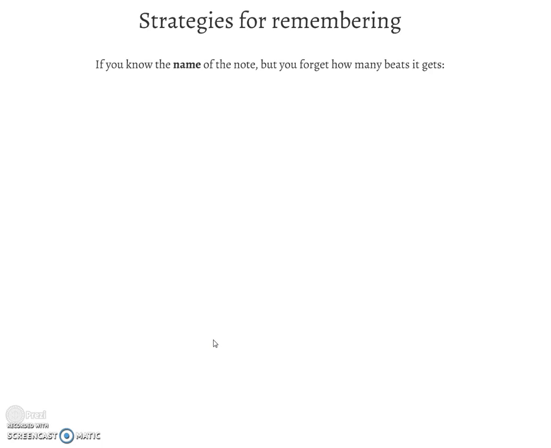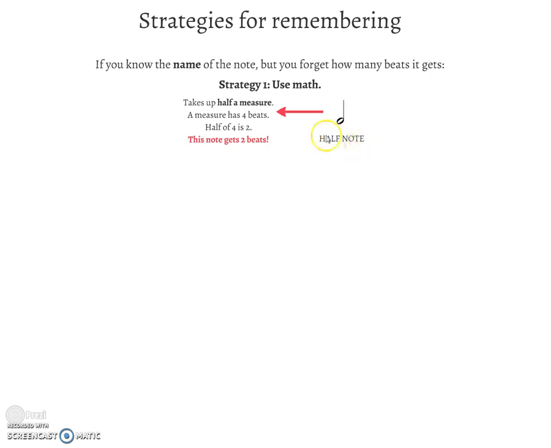Okay. A lot of times, people remember either the name of the note or rest or the number of beats, but sometimes they don't remember the other. So if you know the name of the note, but you forgot how many beats it gets, here's what you're going to try to do. Strategy 1, you're going to use math. Let's say this is the note and you know the name is a half note, but you forgot how many beats. You know a half note is called that because it takes up half a measure. You know that a measure has 4 beats. Half of 4 is 2. This note gets 2 beats.